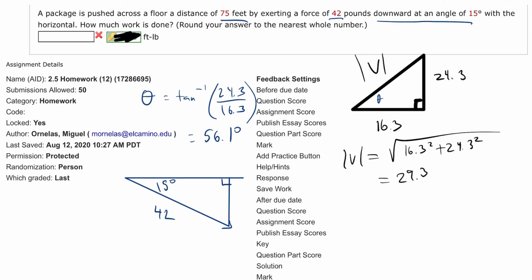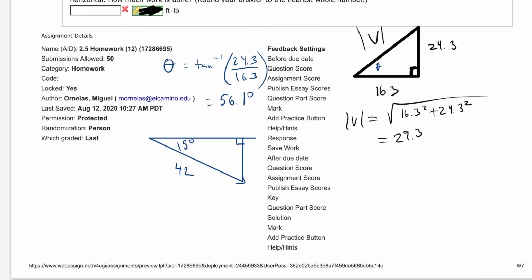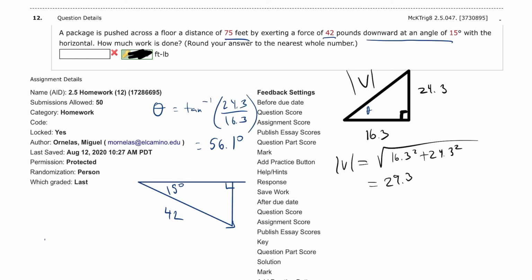All right, so let's see. We've got to figure out the amount of work being done, right? So if you recall, work is equal to the magnitude of the force, times cosine of theta, times the distance. That's the formula. So here we go. The force is given by 42 pounds, cosine of 15 degrees, and it's being moved 75 feet across the floor, so that should do it. 42 times 75 times cosine of 15 degrees is 3042. They want us to round to the nearest whole number, so that would go up to 3043. Let's see if we're right.